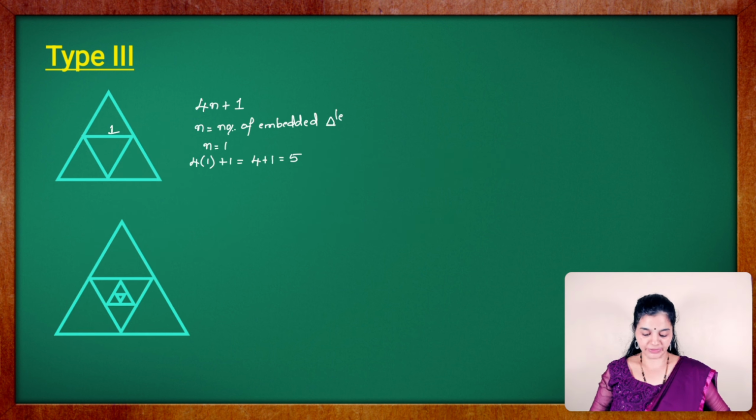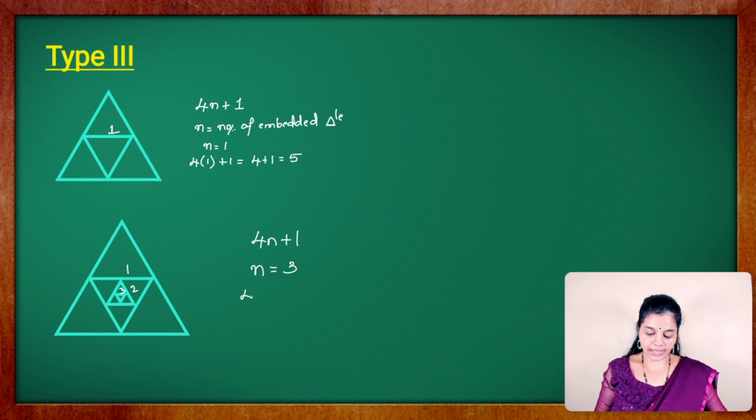Now consider this figure. Can you count the number of triangles as easily manually like how we have done in the previous case? Difficult, isn't it? So we have to use the formula 4n plus 1. So what is the value of n here? We have one triangle, second triangle and third triangle. 3 triangles are embedded inside the outer triangle here. Here the value of n is 3.